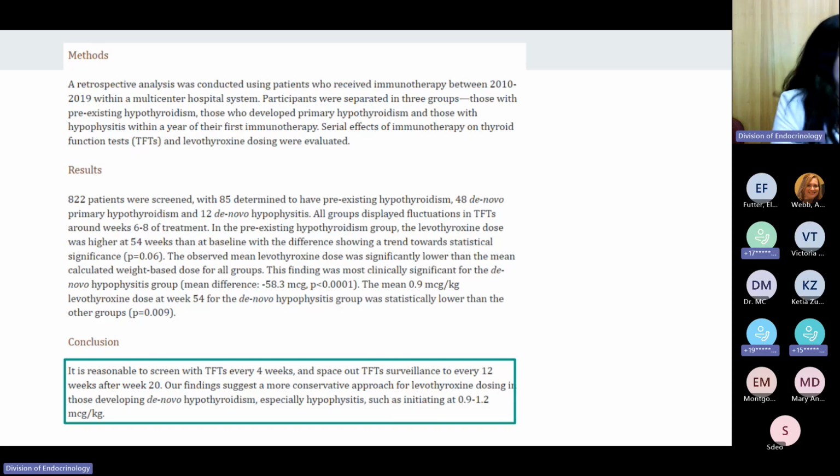So that is ineffective care, which is low value. They concluded that it's reasonable to check TFTs every 4 weeks and to space it out to every 12 weeks after week 20 of treatment with immunotherapy. This is something that, in endocrinology, we could advise patients on if we're seeing them being treated for these conditions. Hopefully that will spread along to their other providers and we can reduce the testing for TSH frequency. We can also encourage them to check free T4 when they do check.